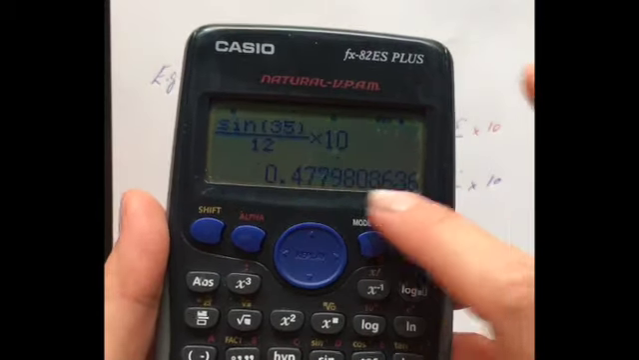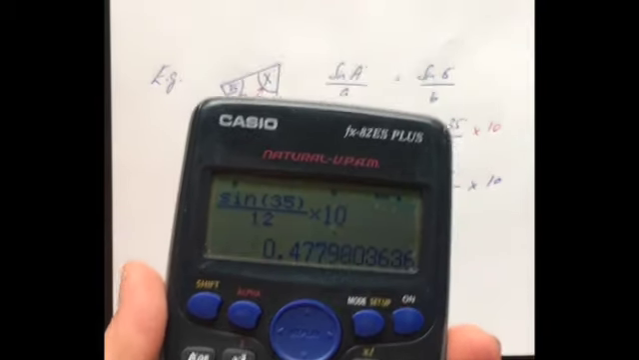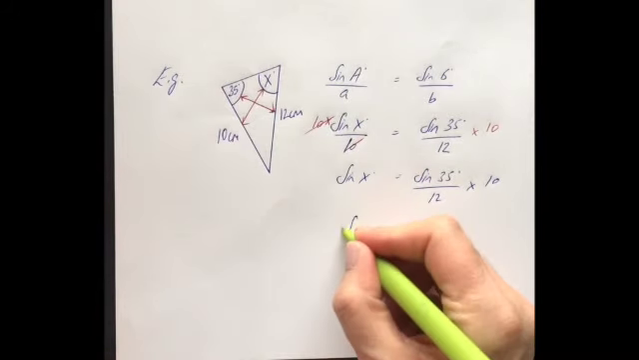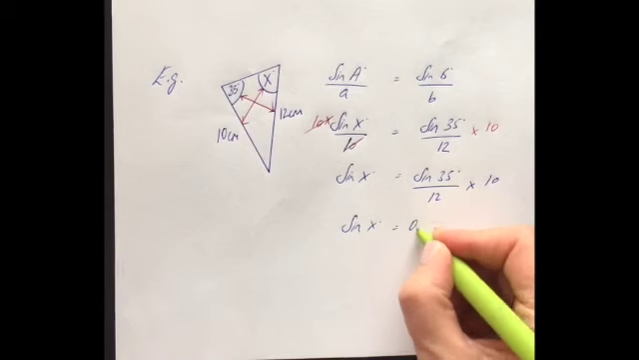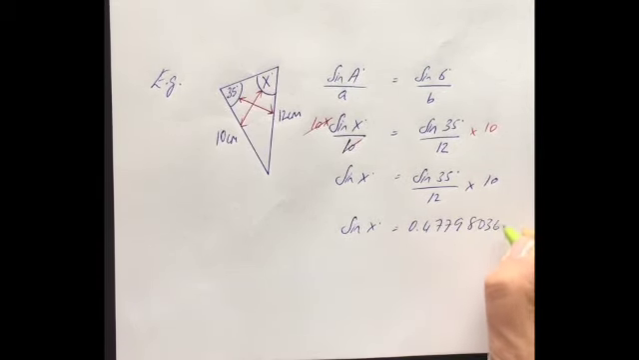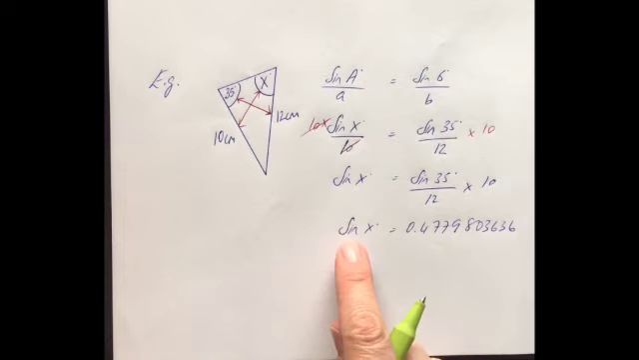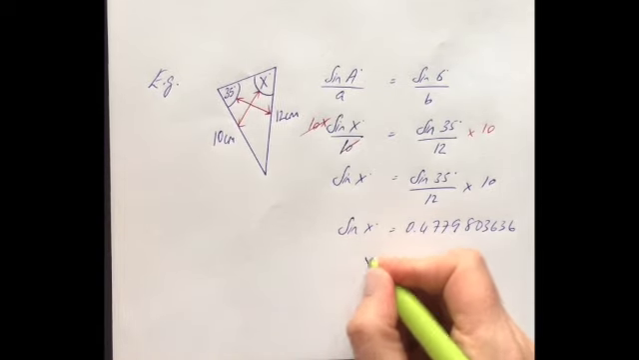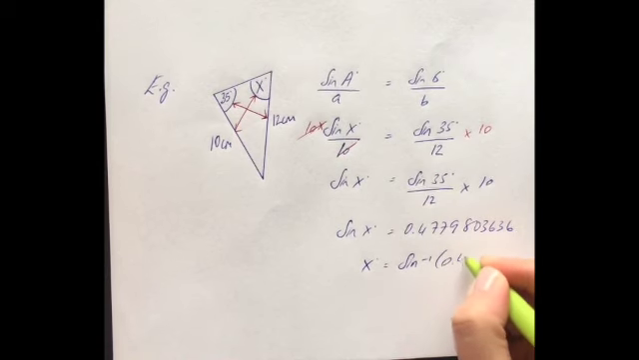And that gives me this. Now again, I'm not finished, so I'm not going to go ahead and round just yet. So I'm going to write that out for myself. So I have sine x on the left-hand side equals, and then I have 0.4779803636. And of course, to get the angle now, whenever you're looking for the angle, in other words, undoing the sine, we do, of course, sine inverse.